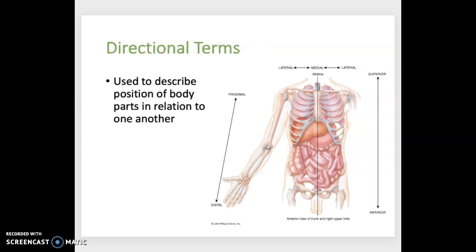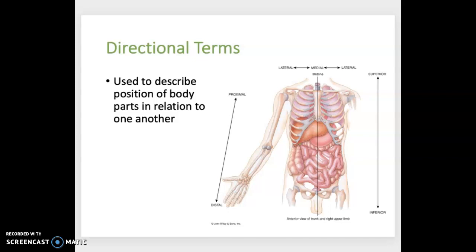So I'll go through some of the common directional terms. I'm going to go through pretty quickly. So there's anterior and posterior. Anterior means toward the front of the body. Posterior means toward the back of the body.